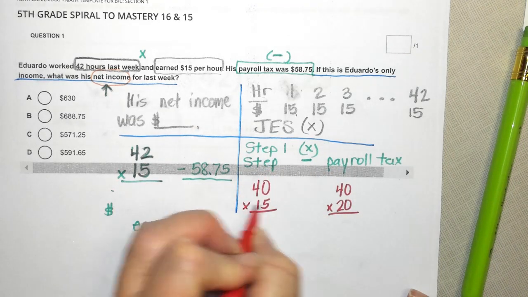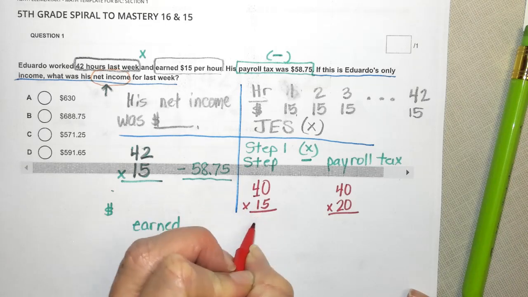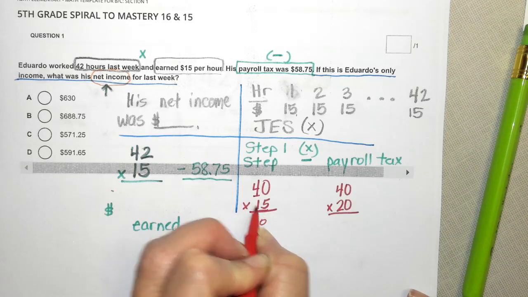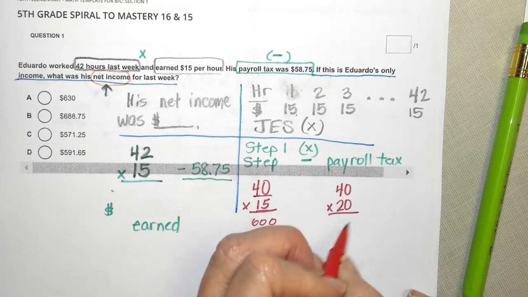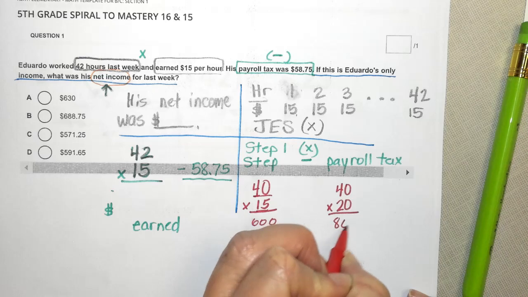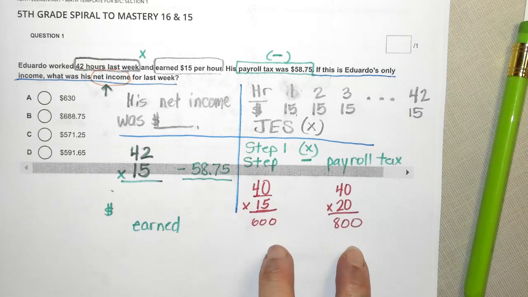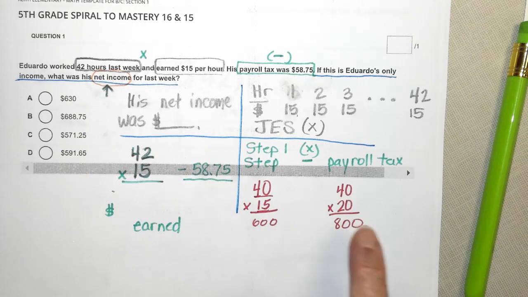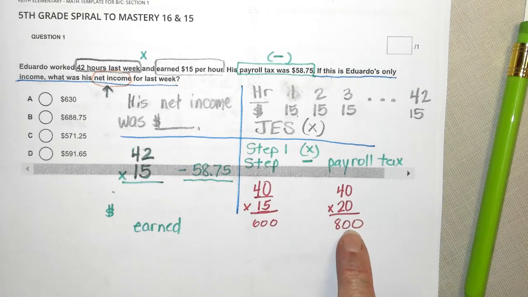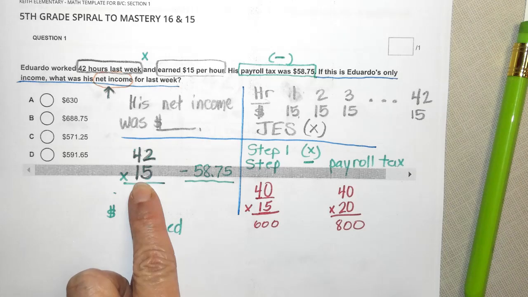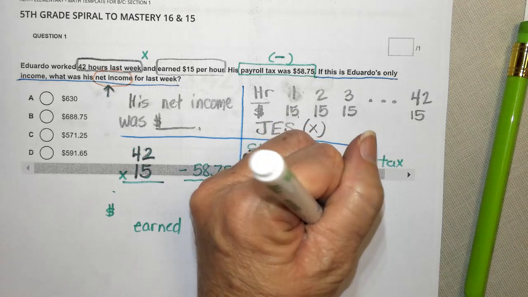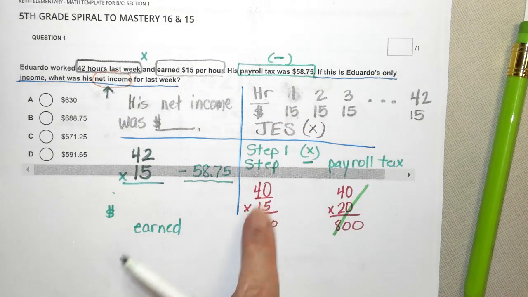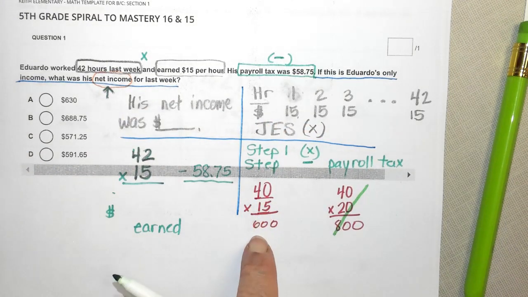If you know 15 times 4 is 60, then you know 15 times 40 is 600. And if you were to multiply 40 times 20, we already have a difference of about $200. So that might not be helpful, to round it up so far away from our actual number of 15. So at this point, I'm just going to think about 40 times 15, which is $600.